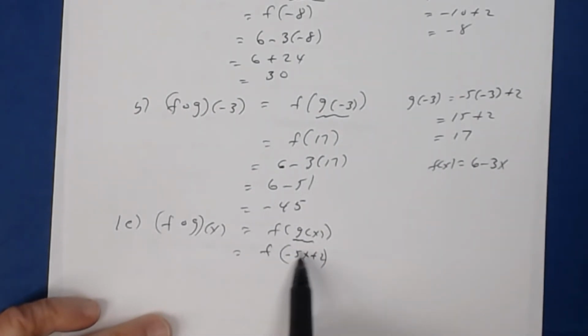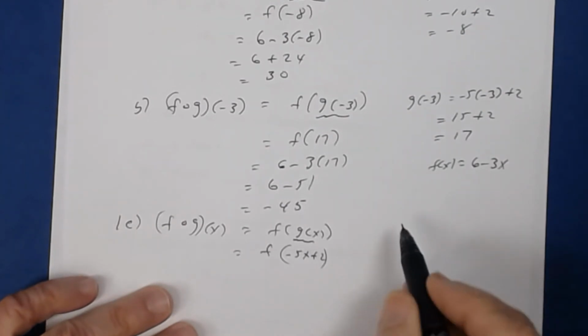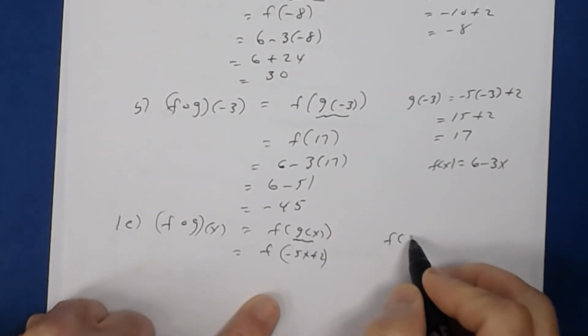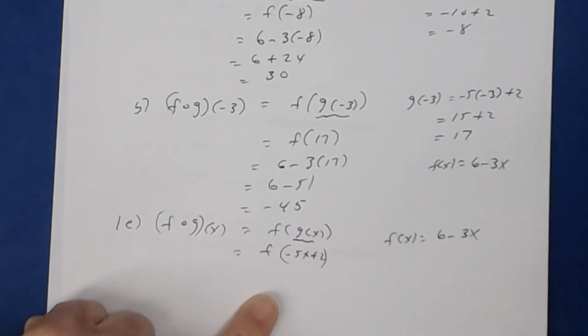So this becomes f of g of x is this. So now you got to find this. Well, you had that in previous lessons. So you got to go to your function f. Now this time we're just going to go ahead and write out what function f is. So this is f of x, which is 6 minus 3x. Now remember what that means.